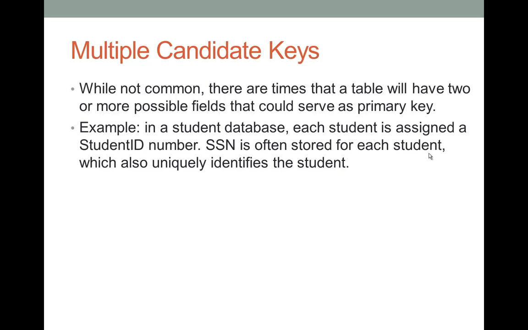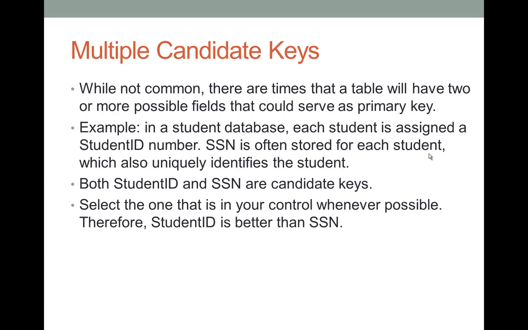That student table is going to have some type of a student ID number that's been assigned to each student. It's going to have a variety of information like your first name, your last name, your middle name. But it's most likely also going to store your social security number. Your social security number uniquely identifies each student. So does student ID. So social security number is a candidate key. Student ID is a candidate key. Both of them could be the primary key.